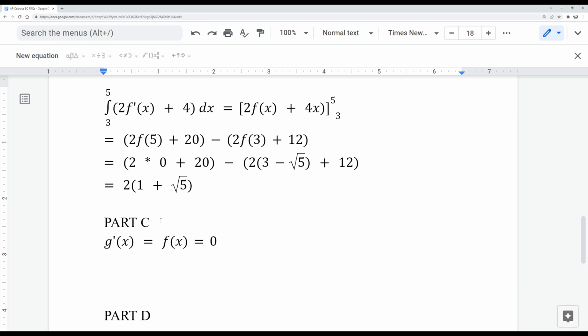This is not graded, by the way. They don't care what method you use, but I'll just use my method, kind of a thing I invented.